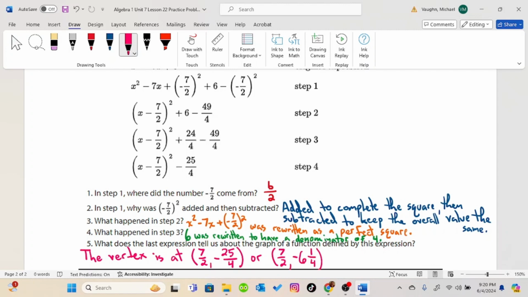If you have any questions about how to change from standard form to vertex form so that you can use the standard form to identify the y-intercept and then use the vertex form to identify the vertex, please ask for clarification now before we move on to the last practice problem.